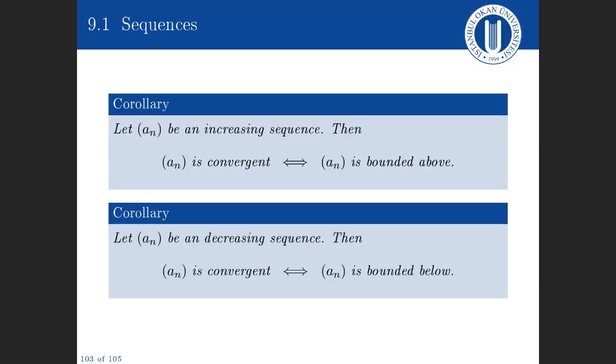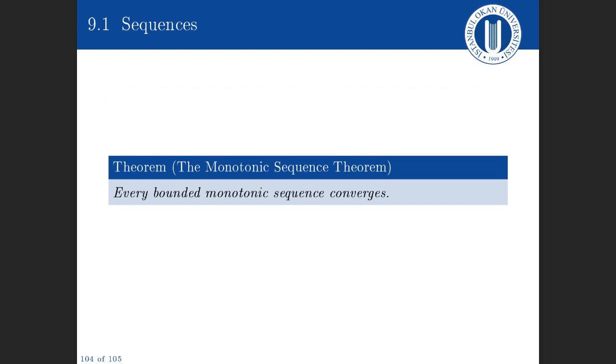Two corollaries of this theorem. If a_n is an increasing sequence, then these two things are equivalent: a_n is convergent if and only if a_n is bounded above. And we could do the same thing for decreasing sequences. If a_n is a decreasing sequence, then the sequence is convergent if and only if it's bounded below. Combine these together, we get a very famous theorem called the Monotonic Sequence Theorem. Every bounded monotonic sequence converges.